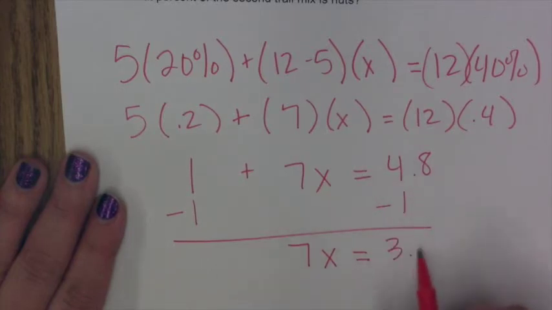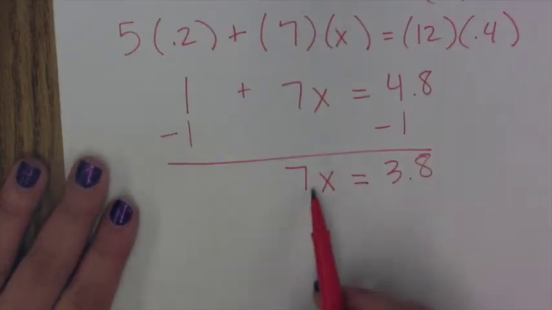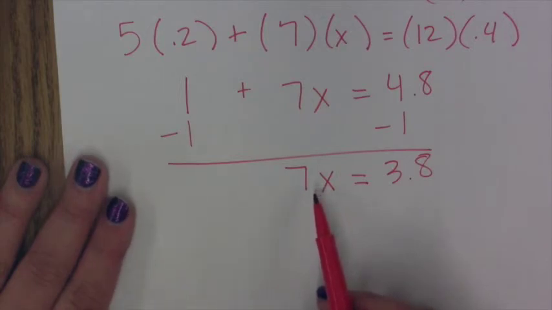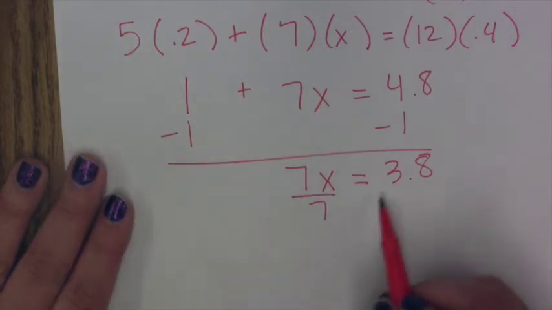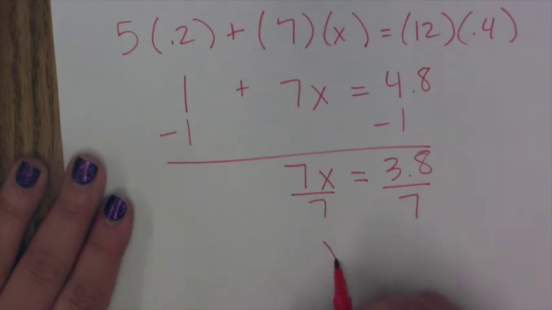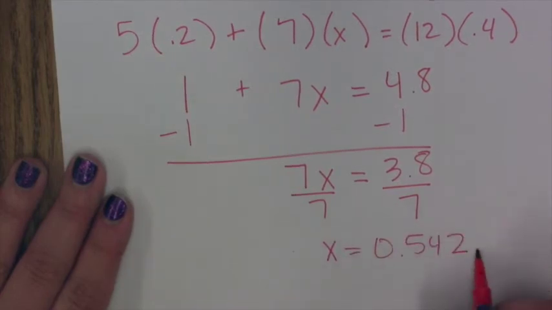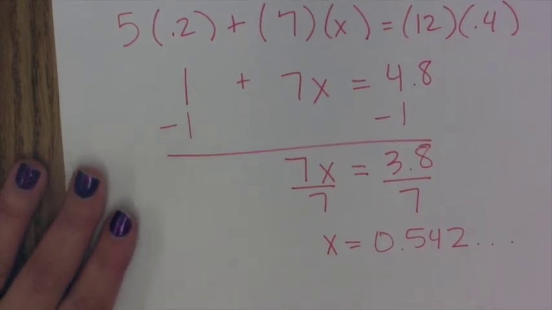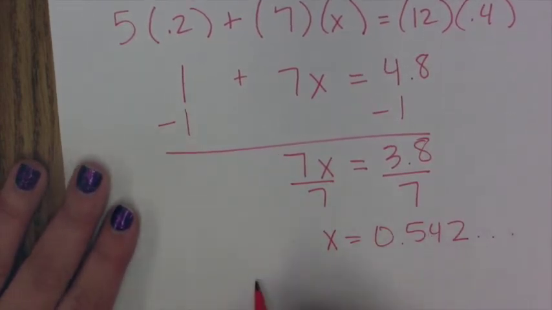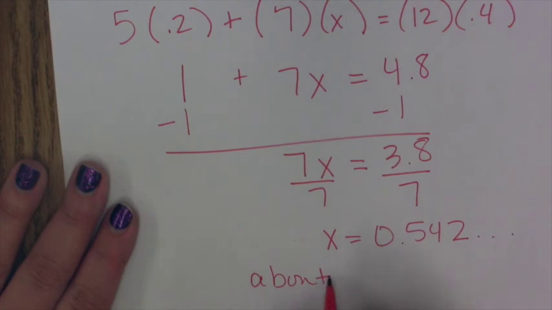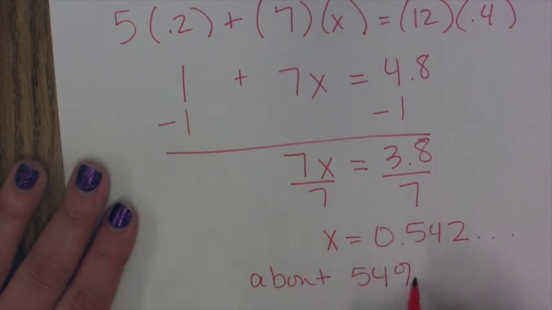Subtract here, we get 3.8. Since it's being multiplied and we don't know what to multiply by, we do the opposite and we divide. So we're going to divide by 7. We get that x is equal to 0.542 something. So we can round this, so this would be about 54%.